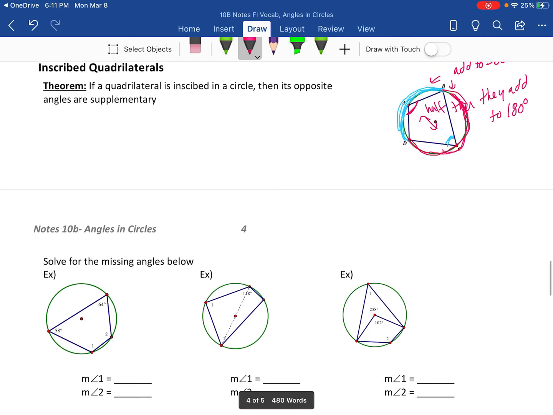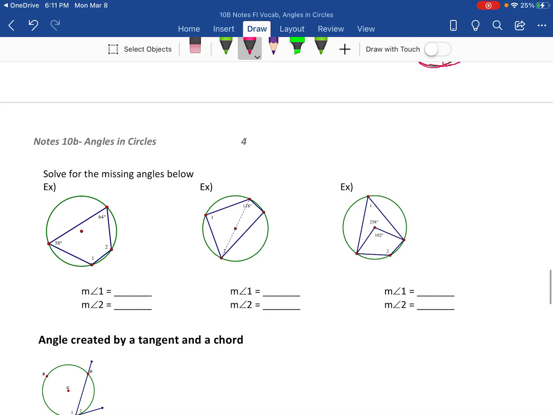Okay, so let's do a couple examples of that. So for this one here, I know the measure of angle 1 is 64. So the measure of angle 1 plus 64 is equal to 180 because they are opposite. And so therefore, the measure of angle 1 must be equal to 116 degrees. And I also know that the measure of angle 2 plus 58 equals 180, so the measure of angle 2 must be 122 degrees.